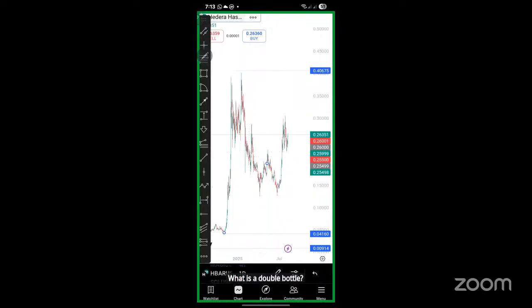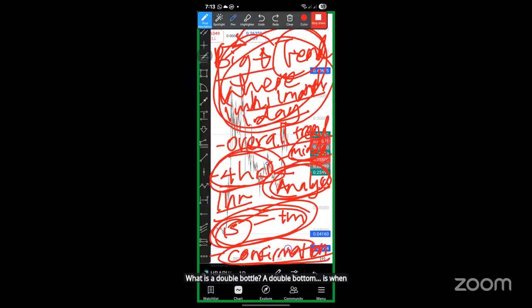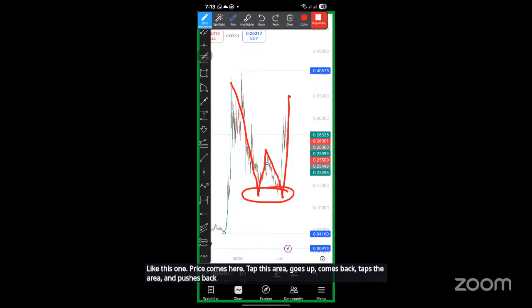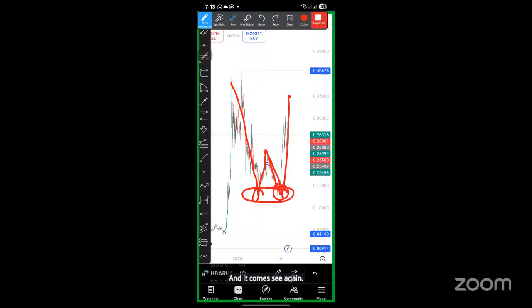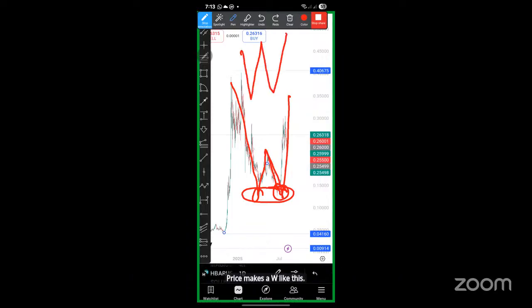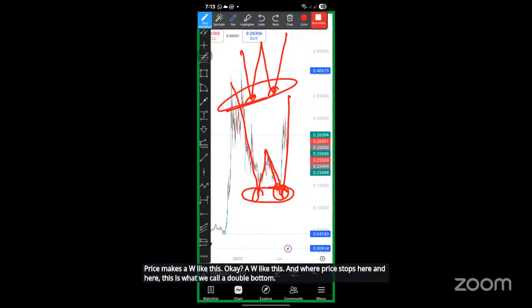A double bottom is when price taps a similar bottom, like this one. Price comes here, taps this area, goes up, comes back, taps the area, and pushes back. Whenever you see price coming here, and it comes here again, you will see that price makes a W like this, okay? Where price taps here and here, this is what we call a double bottom.